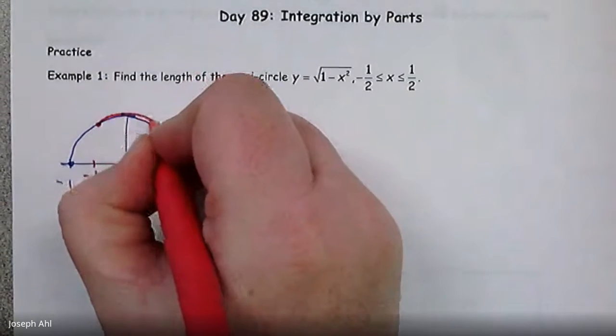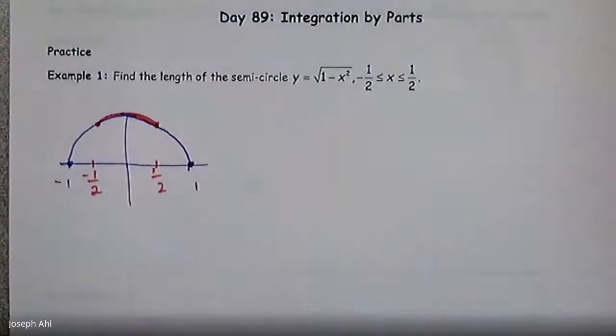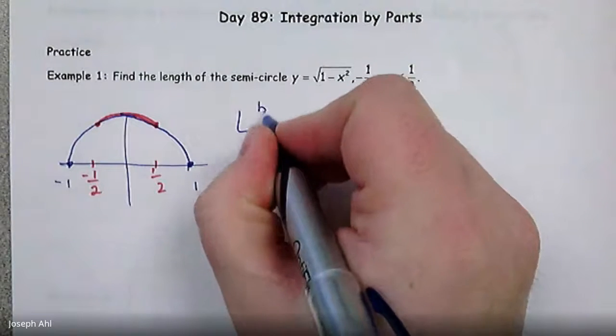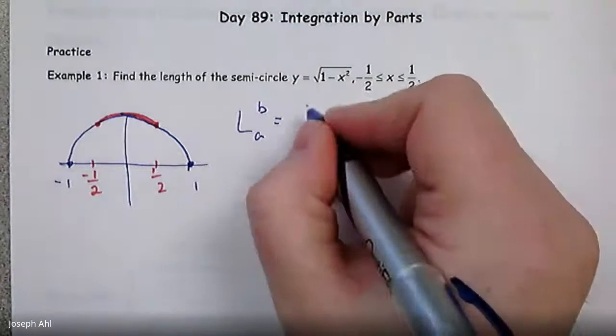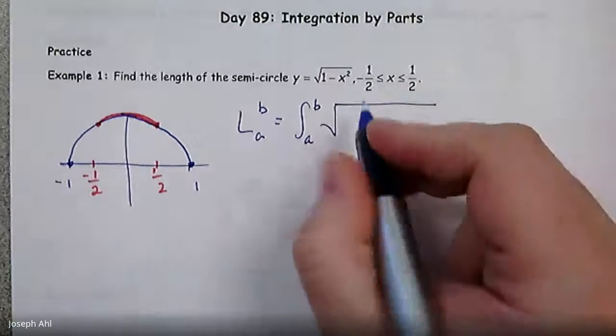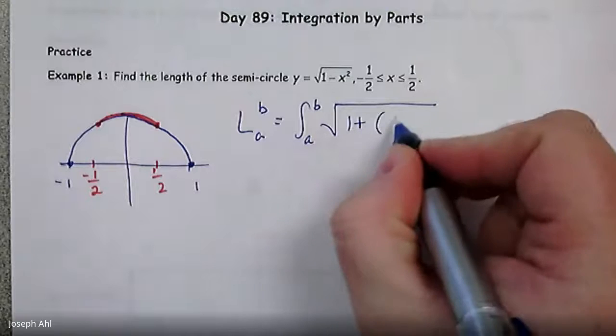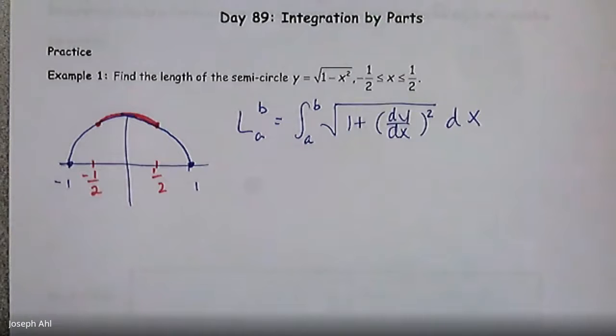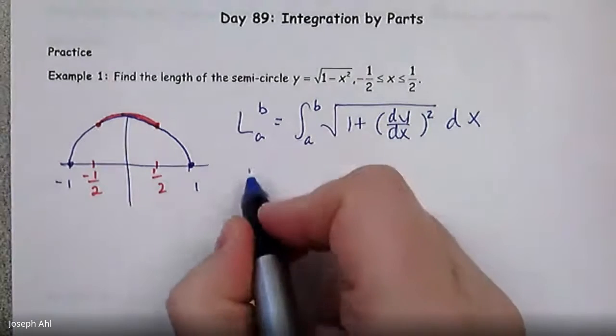But we've got to remember that arc length formula. If you remember for arc length, the length from A to B is going to equal the antiderivative from A to B of the square root of 1 plus dy dx squared, with respect to x. So we have to find dy dx. We're going to plug it in, square it, and then hopefully simplify what's underneath that radical, and some nice things will start to happen here. So let's talk about dy dx first and foremost.